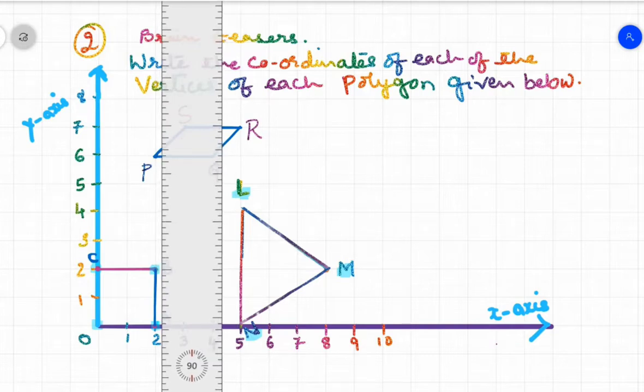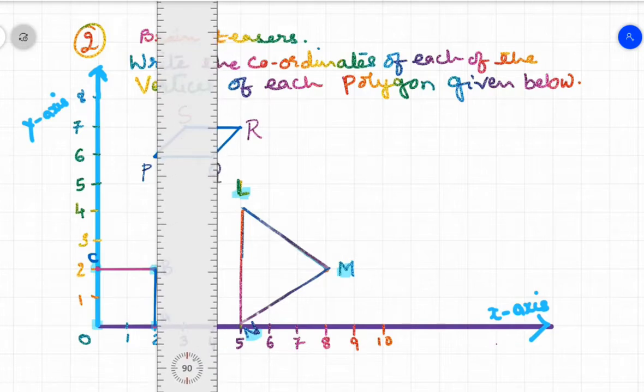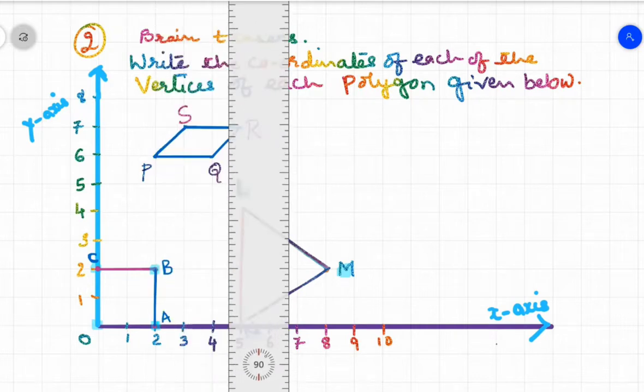Now look here, point B. Point B is at 2 on the x-axis, and on the y-axis it is also at 2. So B point is 2, 2. Now see here, C point is on the y-axis. So this point will have 0 from the x-axis and 2 from the y-axis. So the point is 0, 2.